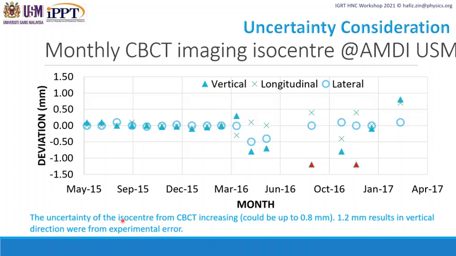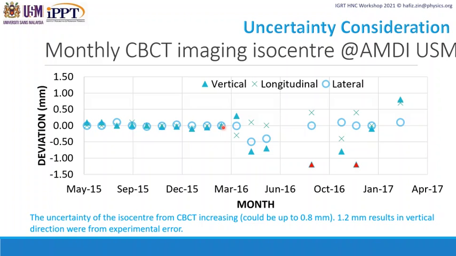This is an example of the results from the institute for the monthly cone beam CT imaging isocenter. It is interesting to see in the first 3 quarters of the year, since after commissioning of the LINAC and the use of the LINAC for patients, the uncertainty in the first 9 months are all within 0.5 mm, so they are always very close to the isocenter.